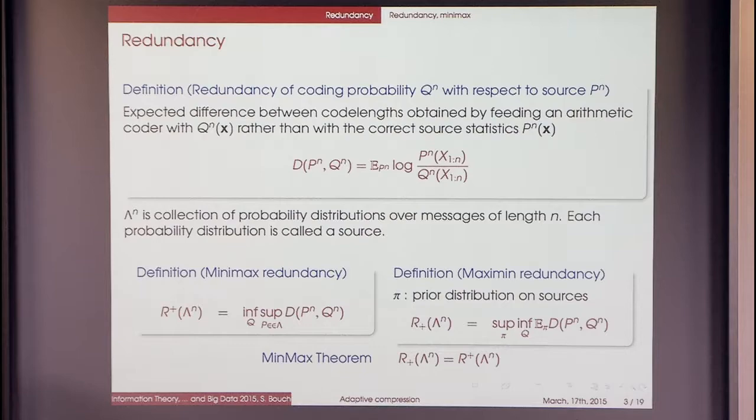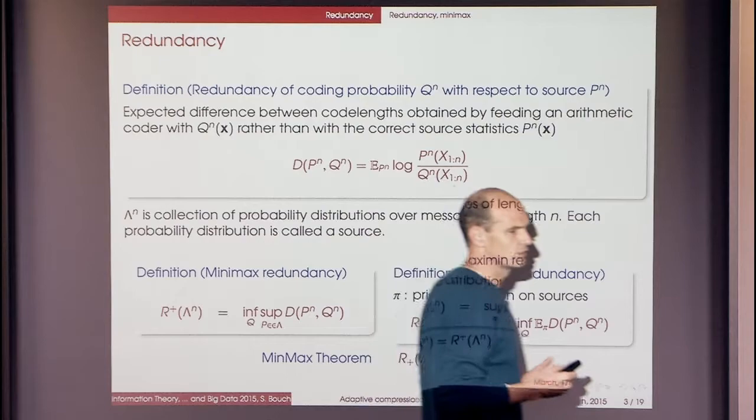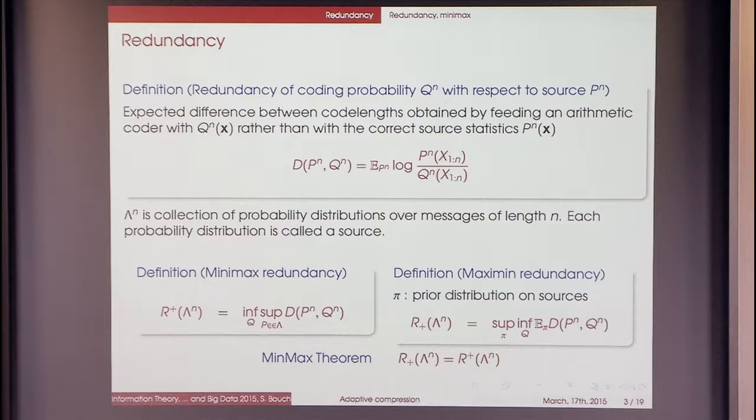But if you want a general purpose encoder, then you have to choose a coding probability which may not be, and which is in general not, the source distribution. And you have to pay for that. The loss you suffer is the expected difference between the code word's length and the ideal code word length, so minus log of the coding probability of x^n, minus the ideal code word length. This reads as a Kullback-Leibler divergence, the KL divergence between the sampling probability, the source distribution, and the coding distribution.